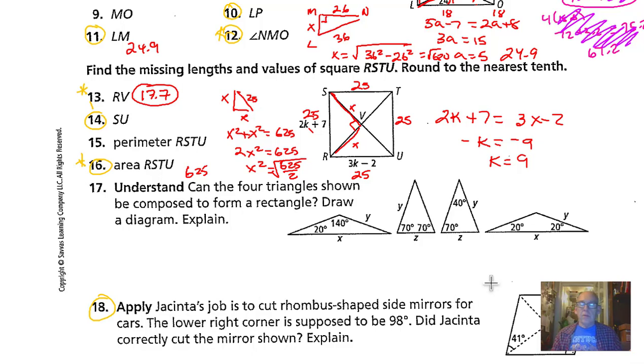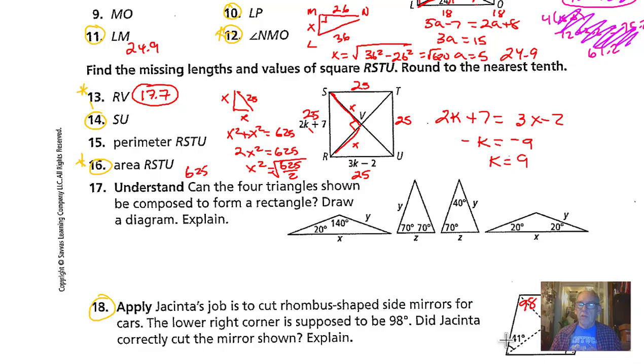Okay, let's set up number 18. She needs to cut rhombus-shaped mirrors for cars. The lower right corner is 98 degrees. Did she correctly cut the mirror shown? Okay, so this corner is supposed to be 98, which means this other corner should be 98.